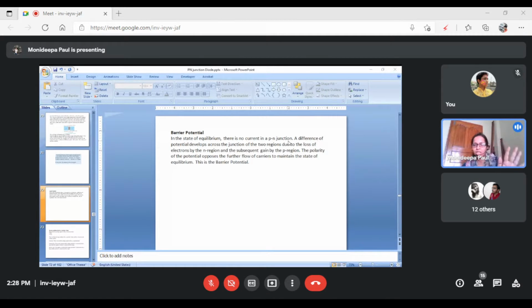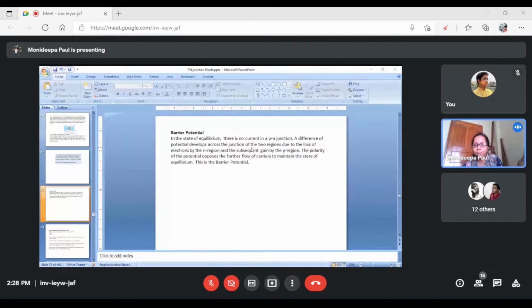That means a stable condition. A difference of potential develops across the junction of the two regions due to the loss of electrons by the N region and subsequent gain by the P region. The polarity of the potential opposes further flow of carriers to maintain the state of equilibrium. This is the barrier potential. That means we achieve the equilibrium state, where there is no current in the p-n junction. A difference of potential is developed across the junction.